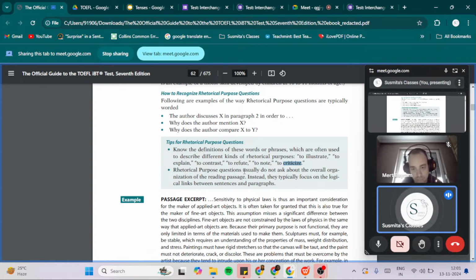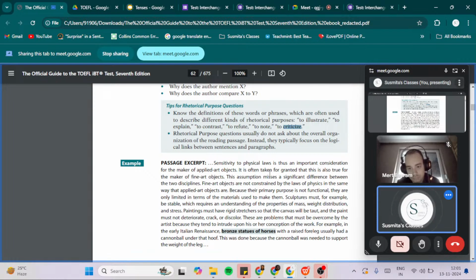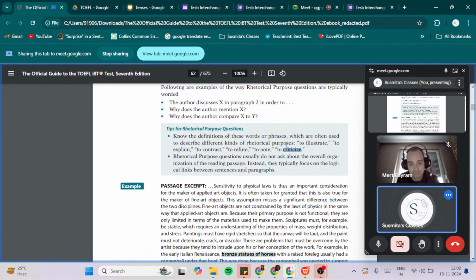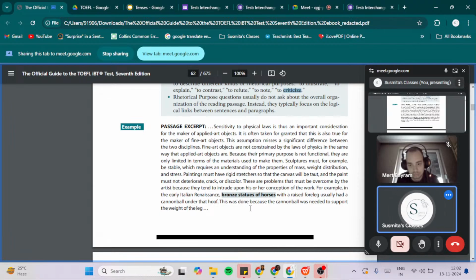Now, rhetorical purpose questions usually do not ask about the overall organization of the reading passage. Instead, they typically focus on the logical links between the sentences and paragraphs. Okay, so that is how this type of question will be. Again, these are the types of questions you would need to spend extra time on. These wouldn't get solved in say 20 seconds, 15 seconds. You would need to spend around 30-45 seconds with these questions, because you need to make sure again that you have grasped them correctly.